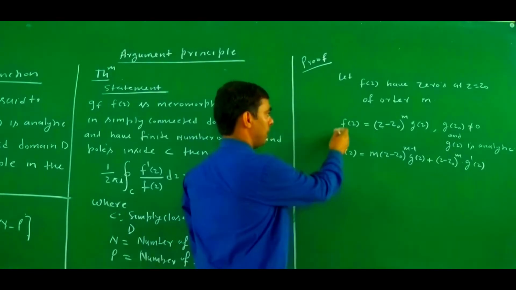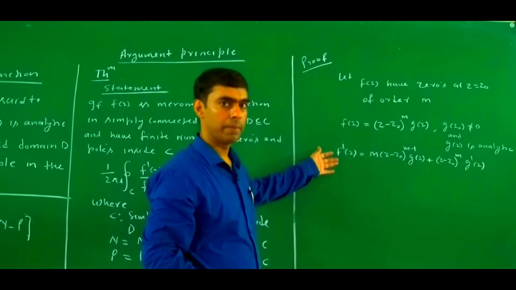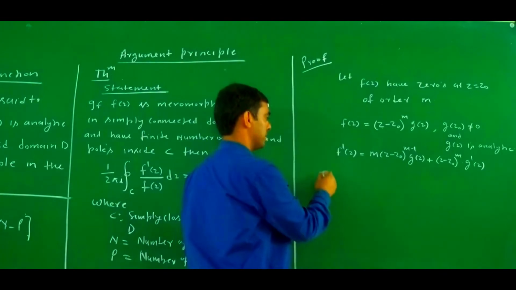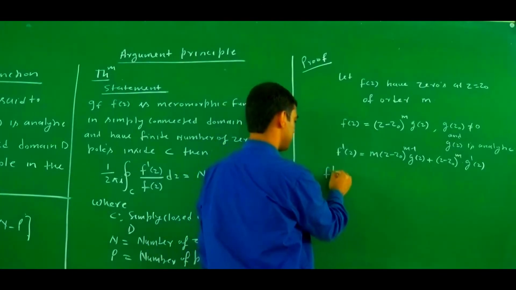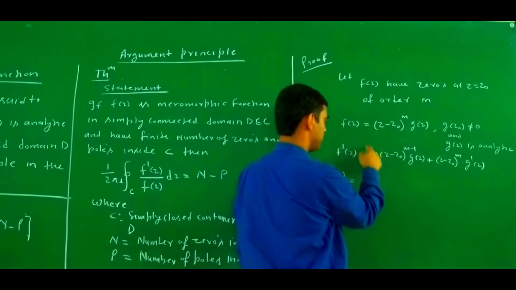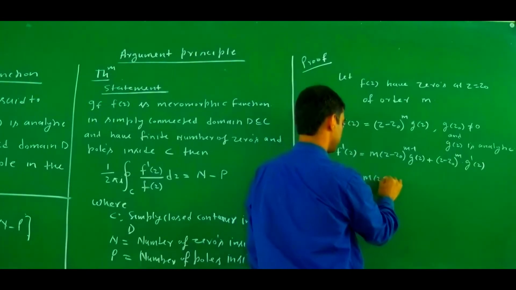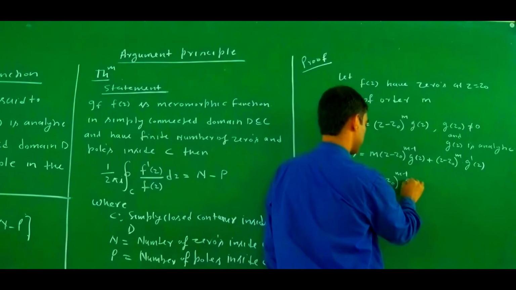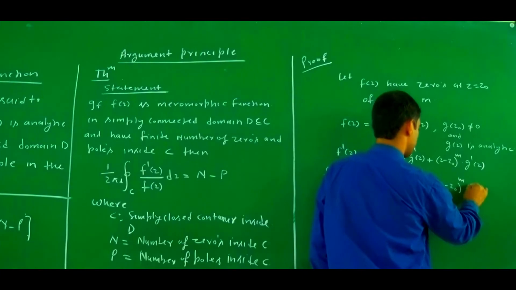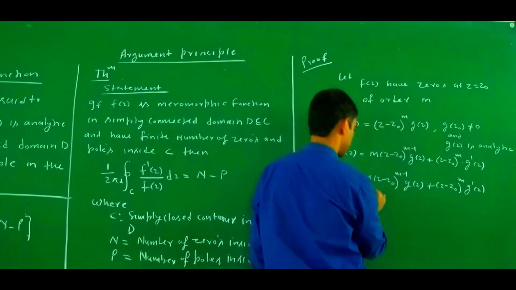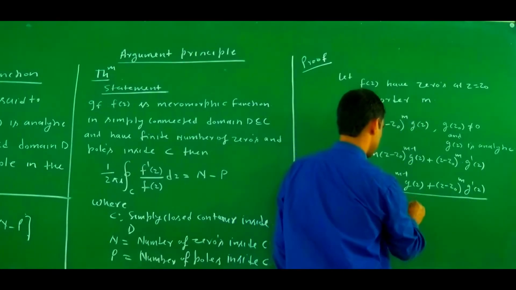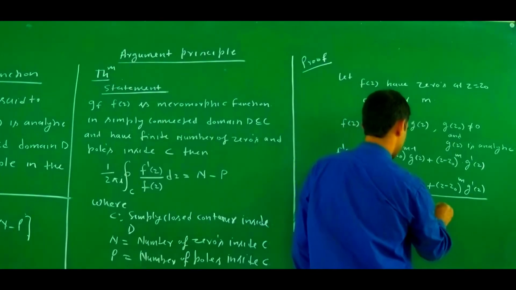Now f(z) is analytic, so f'(z) is also analytic and exists at all points in the simply connected domain D. Now what is the value of f'(z) upon f(z)? If we closely observe and simplify this expression, we get m (z minus z0) to the power m minus 1 times g(z) plus (z minus z0) to the power m times g'(z), divided by f(z). f(z) is (z minus z0) to the power m times g(z).